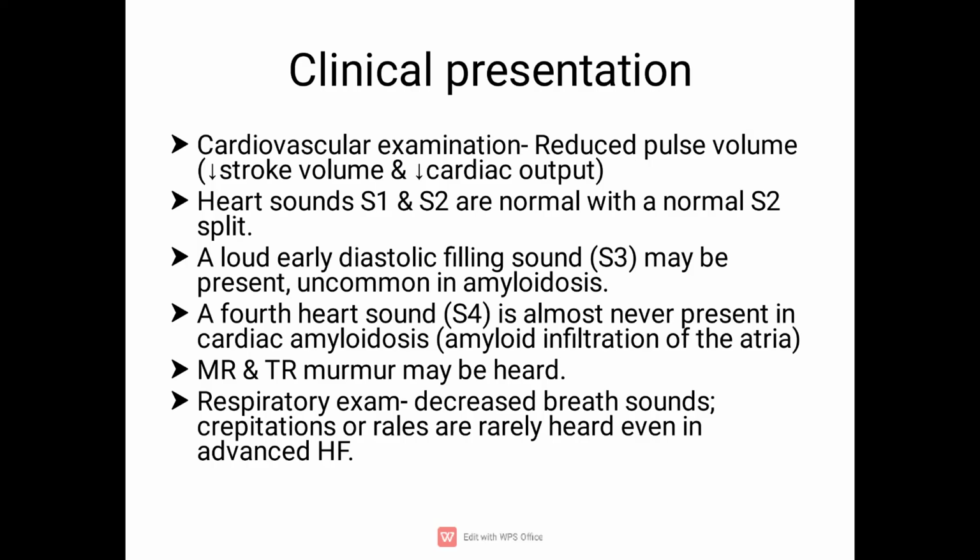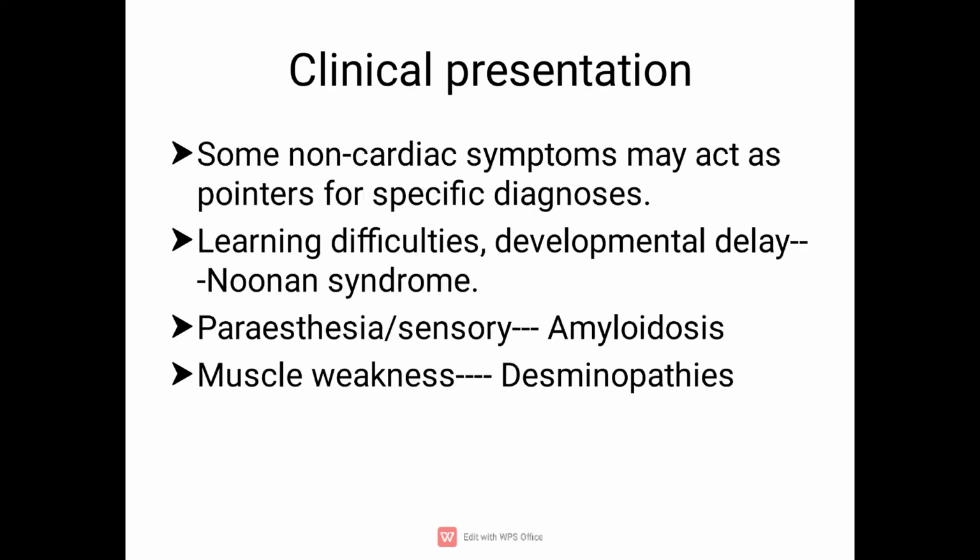Now, some other presentations may give a suspicion for a specific cause of restrictive cardiomyopathy. For example, if a patient has learning difficulties and developmental delay, that could be a pointer to Noonan syndrome, which is associated with the RASopathies. If a patient has paresthesia or a sensory deficit, that could be a pointer to the possibility of cardiac amyloidosis. And when there is muscular weakness, one could think of the possibility of myopathies.